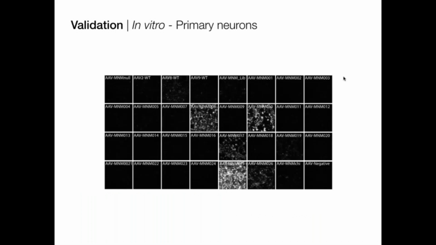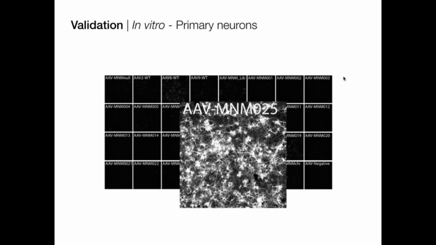And it's more obvious when we look at the primary neurons. You can see the AAV2 wild type is not very efficient, top row, second from the left, but with a modified version, M025, we can transduce a lot of the primary neurons, maybe not all, but it's highly efficient.